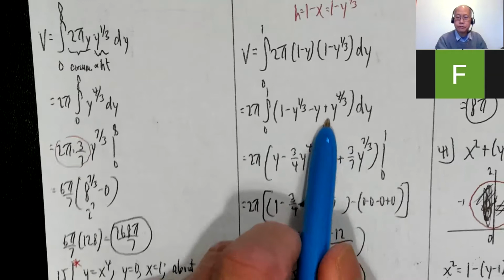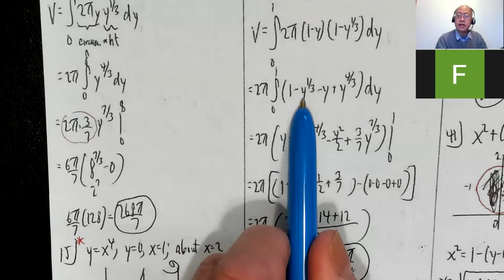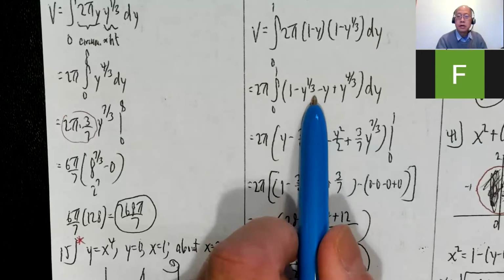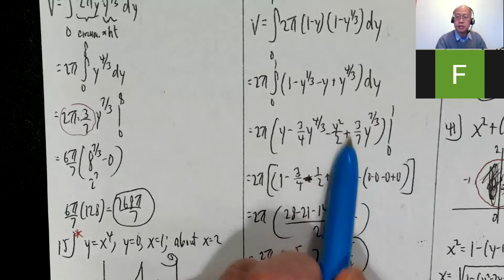Now integrate, leave off the 2 pi. Integral of 1 is y. Integral of y to the 1/3 is y to the 4/3 divided by 4/3, which is 3/4. Minus y to the 1 becomes y squared over 2. y to the 4/3 becomes y to the 7/3 divided by 7/3, which means times 3/7. So again, it's just messy arithmetic.